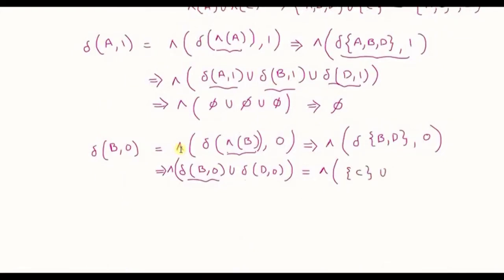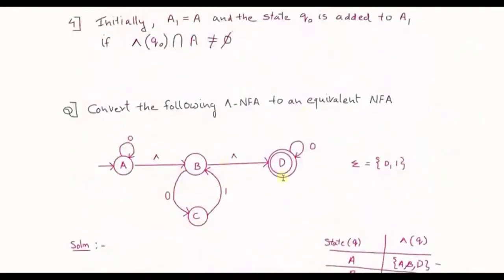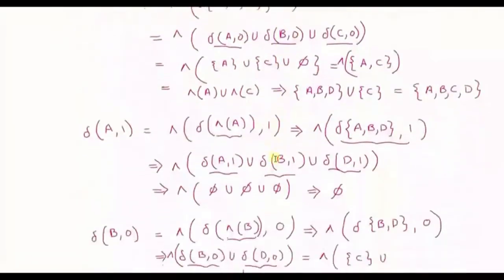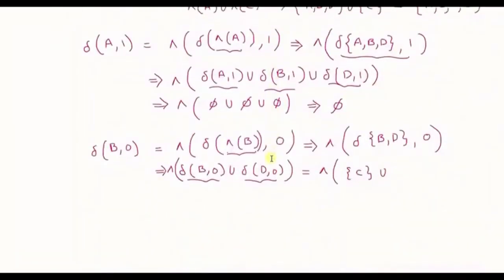Next we find out the transition from state D on 0. As you can see, from state D on reading 0 you go to state D itself, so the answer of this will be D. And the closure of the set of states that you obtain will be epsilon closure of C comma D. Now as you know, this can be further written as epsilon closure of C union epsilon closure of D.